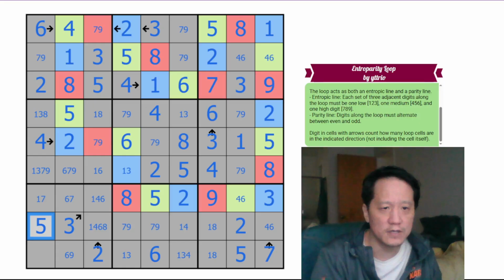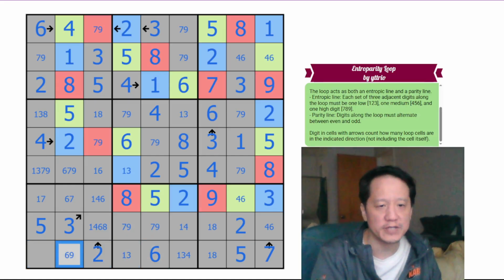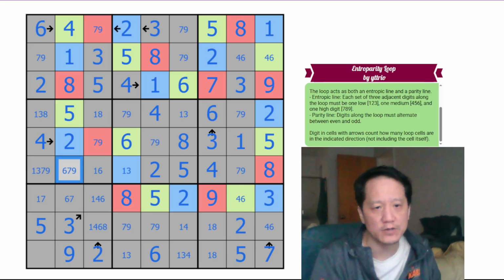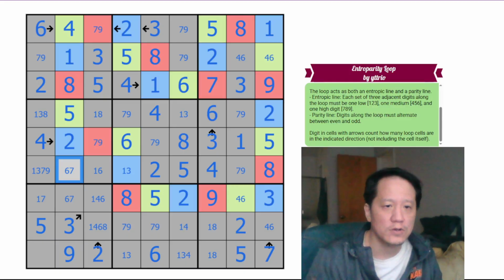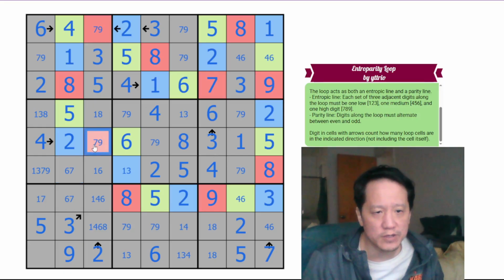Remaining digit here. This 6 eliminates 6 here, so this is 9, which means this can't be 9 here. It's 6 or 7. Where is... No, we don't know. Never mind. This is 9. This is 6, 7 as a pair.